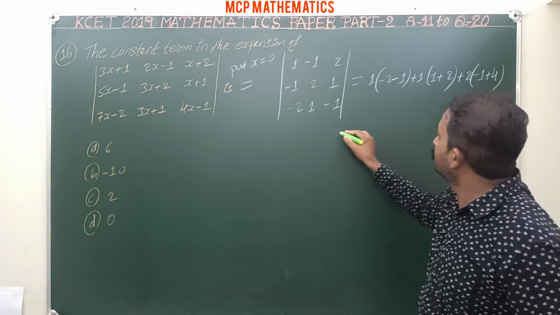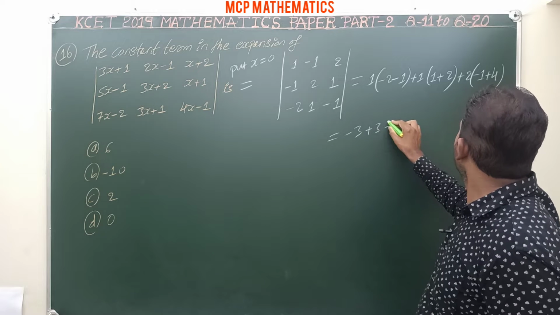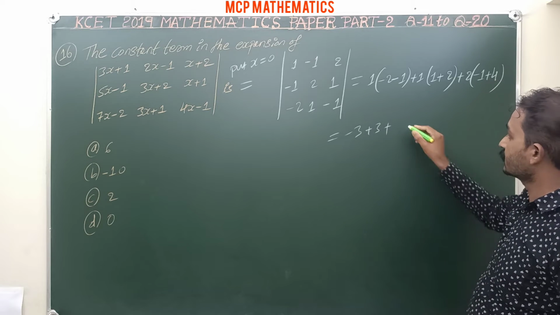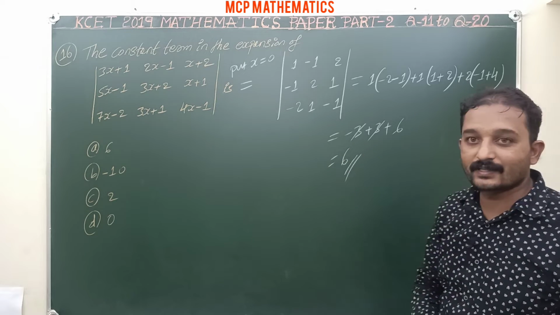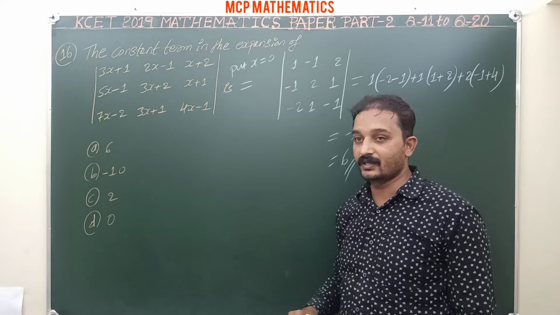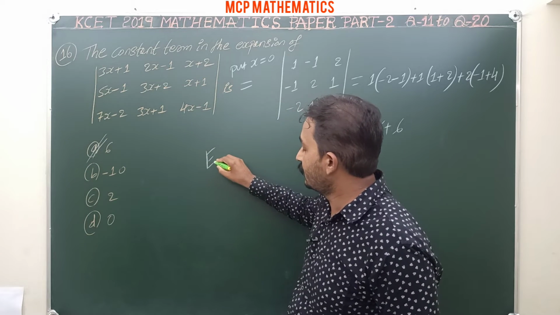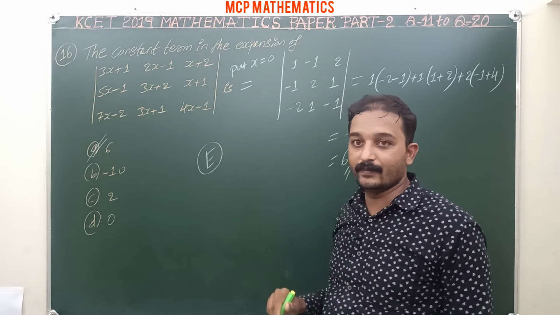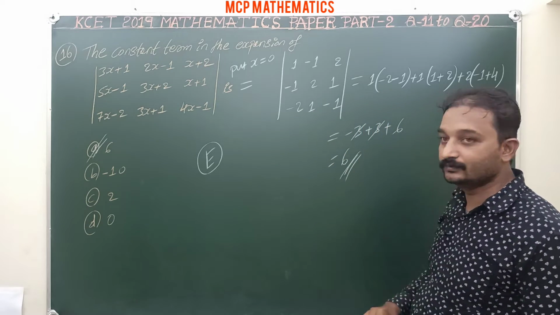are 4. So in this case, minus 3, plus 3, 4 minus 1, 3, 3 2s are 6, plus 3 minus 3 cancel, 6. So 6 is the constant term in this expansion. So option A is correct. Easy question. Most of the students solve this question by the usual method, but I am solving this question by a shortcut method.